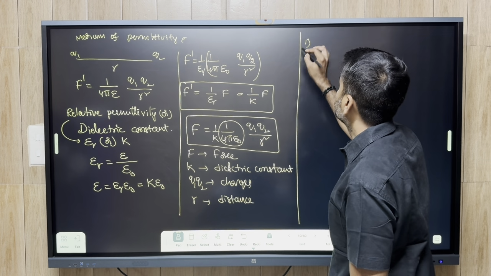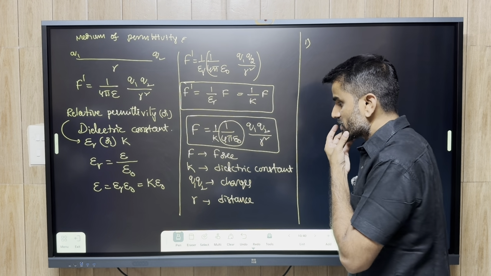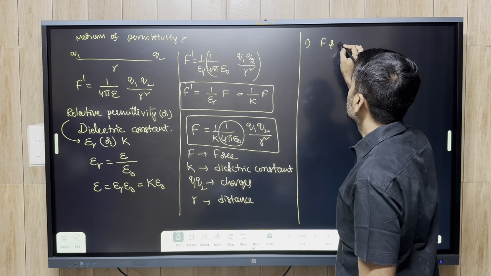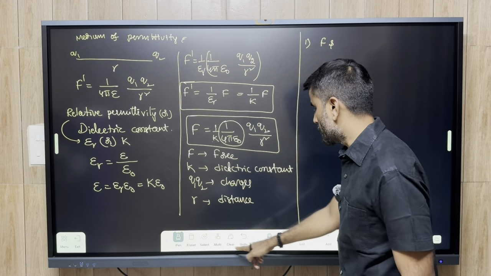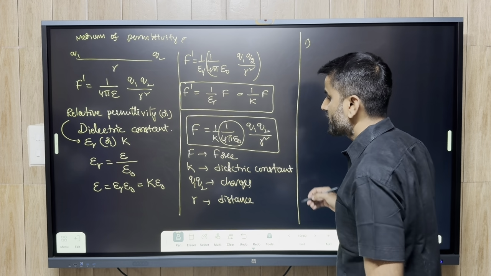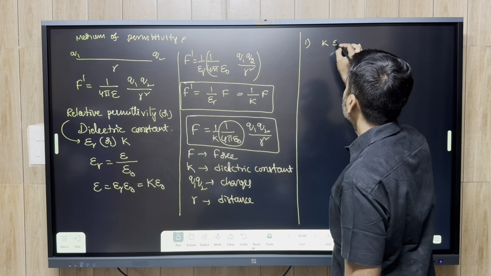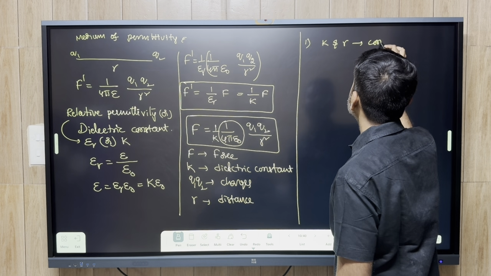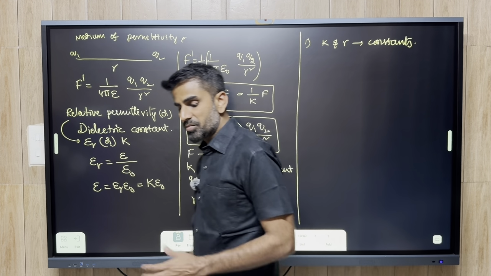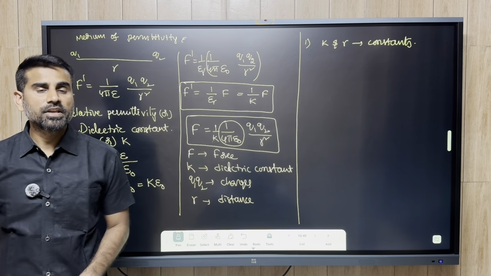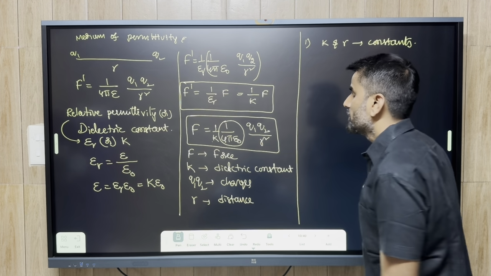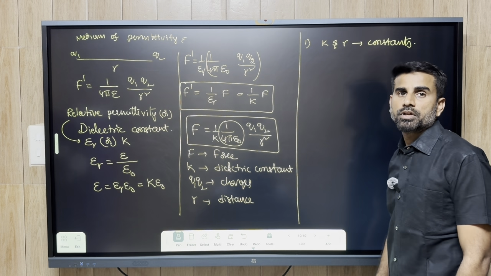Okay, case 1. What I'm going to do is I'm considering F, Q1, Q2 as variables, rest of the quantities as constant. K and R are constants. I put these two quantities as constants: same medium, same separation between the two charges. But in this case, I am varying the charges, accordingly the force also changes. So K and R have been kept constant.